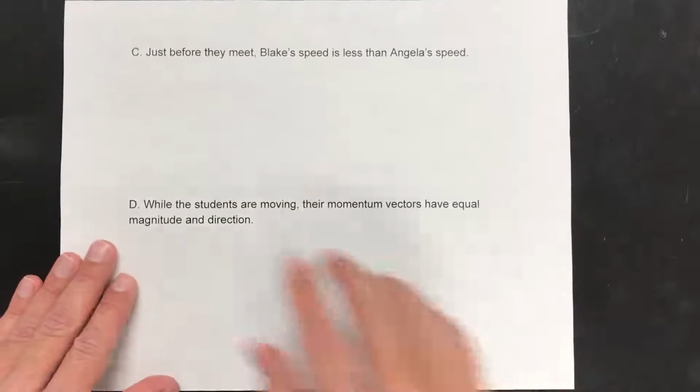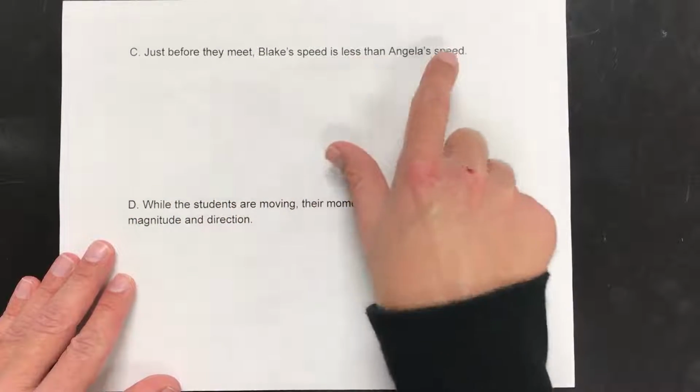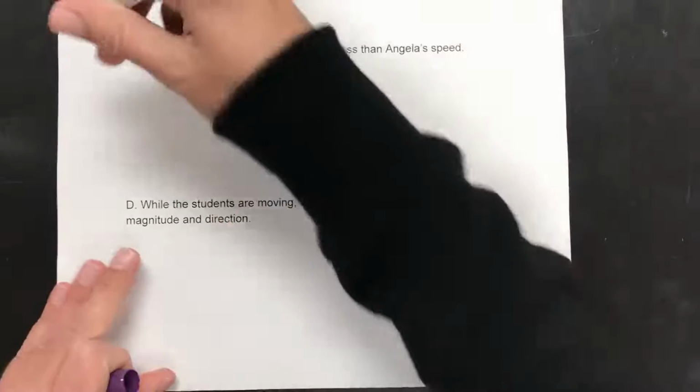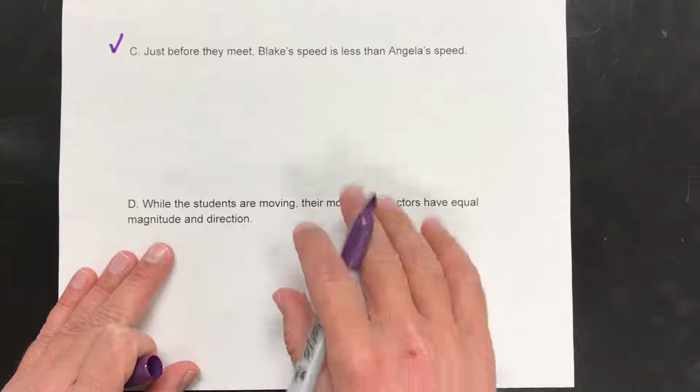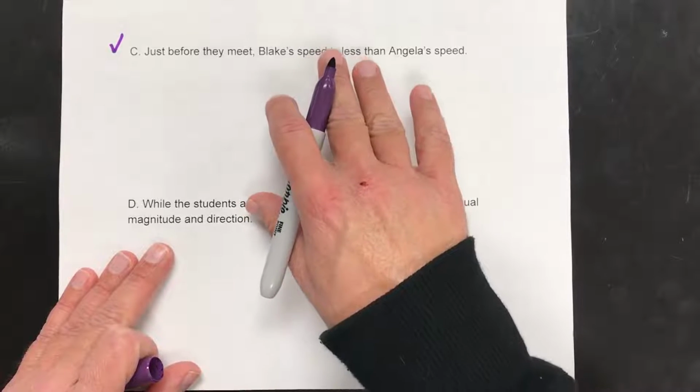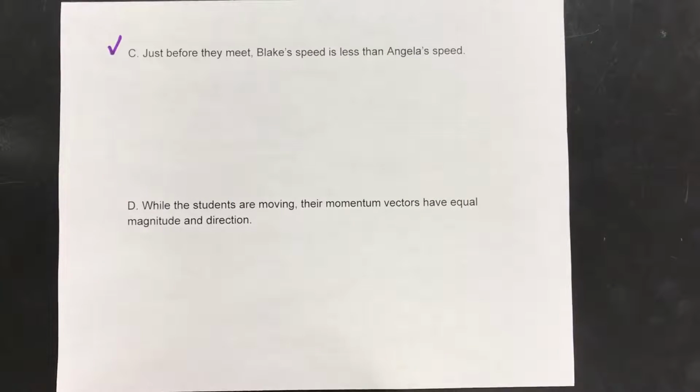So, just before they meet, Blake's speed is less than Angela's speed. That is true, because Blake is going to have less of an acceleration. So they're going to hit at the same time, so his final speed will be less than that.